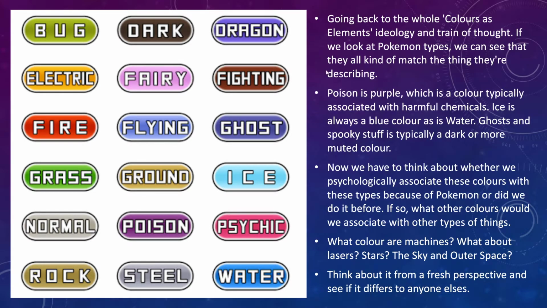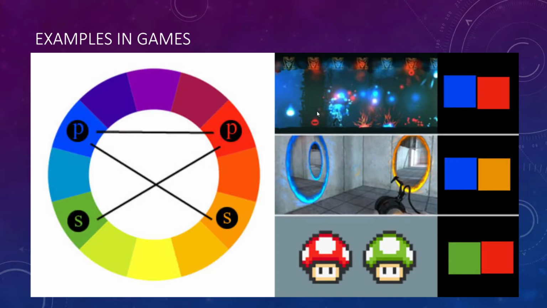I thought Dragon was red and blue split. Technically it is, because it's purple. Some of the colours could have been picked a lot better. Yeah. So you've got examples in games of colour contrast, right?